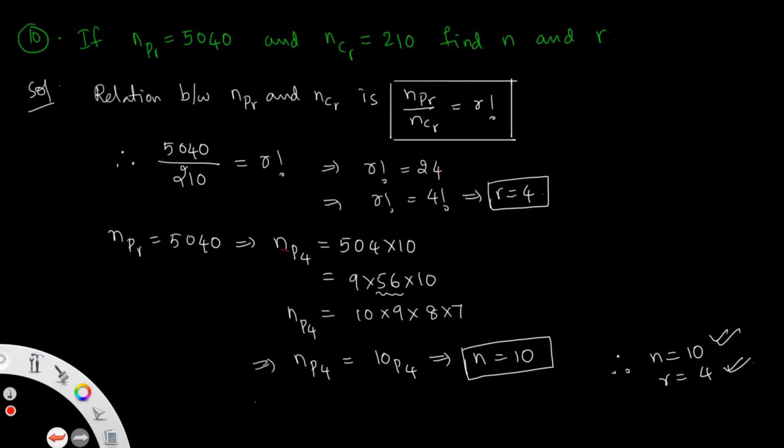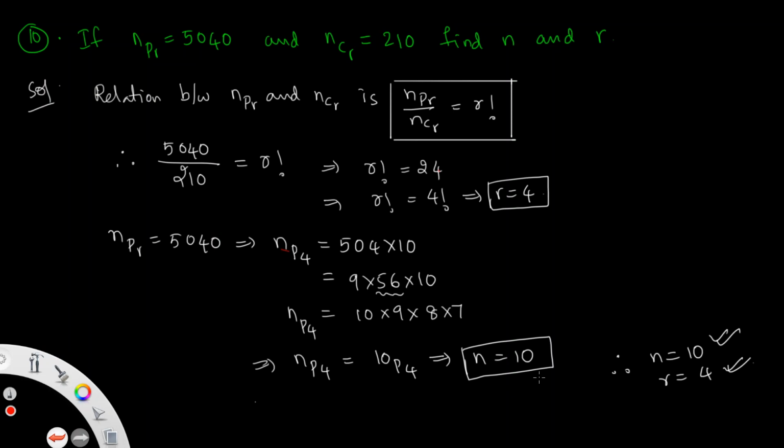504 into 5040, 504 into 10. 504, taking LCM by choosing 9 into 56 into 10. So this 56 can be written as 8 into 7. Now we can get 10 into 9 into 8 into 7. So starting with 10, writing up to 4 terms, that is 10, 9, 8, 7, then it becomes 10P4. So therefore comparing on both sides, then you get n equals 10.